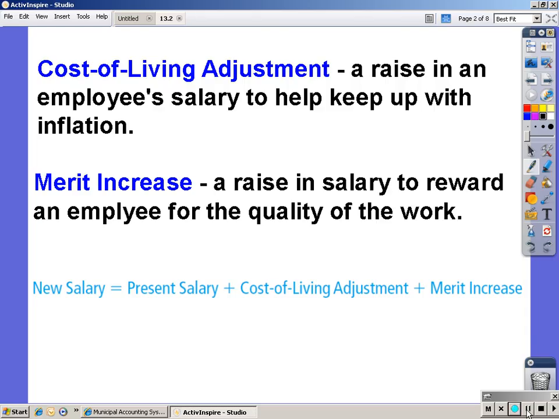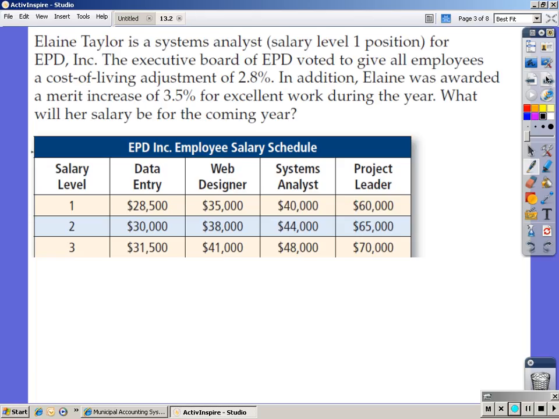Pause and play to resume. Elaine Taylor is a systems analyst. She's a salary level 1 position for EPD Incorporated. The executive board of EPD voted to give all employees a cost of living adjustment of 2.8%. In addition, Elaine was awarded a merit increase of 3.5% for excellent work during the year. What will be her salary for the coming year?